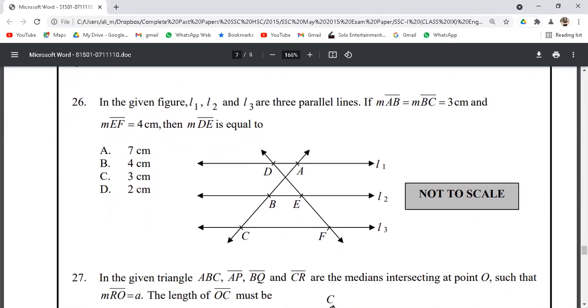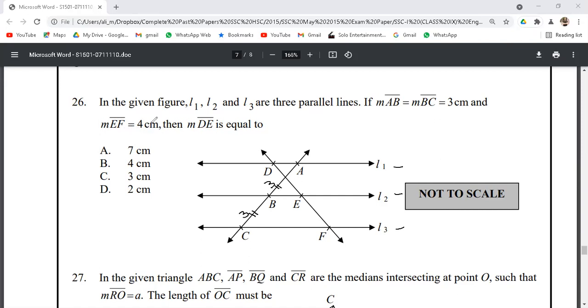Next question number 26, that is from the theorems on the parallel lines. In this question we have three parallel lines L1, L2 and L3. And one more thing, that is AB is equal to BC. So the transversal AC has equal intercepts between these three parallel lines, and the value of these is 3. AB is equal to 3 and BC is equal to 3.